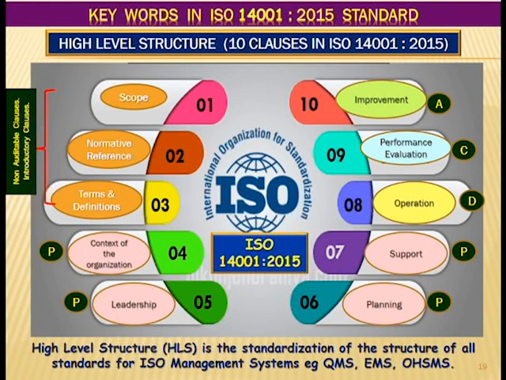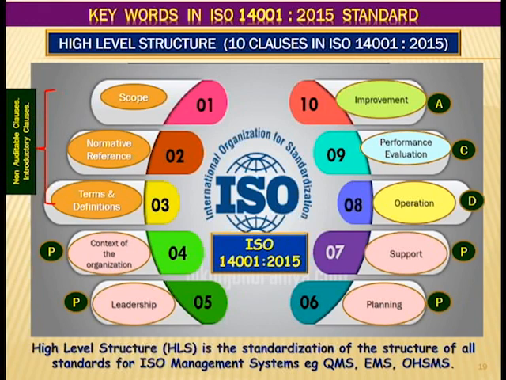What is the meaning of high level structure in EMS? High level structure, that is HLS, was introduced by ISO to give management system standards like QMS, EMS, and Occupational Health and Safety Management a uniform structure with similar core contents and clauses. The aim behind this is to improve the alignment of different ISO standards to form an IMS, that is Integrated Management System, without any difficulty. High level structure is a set of 10 clauses with common terms, similar core texts, basic definitions, etc. It is structured as per the PDCA cycle, that is plan, do, check and act.